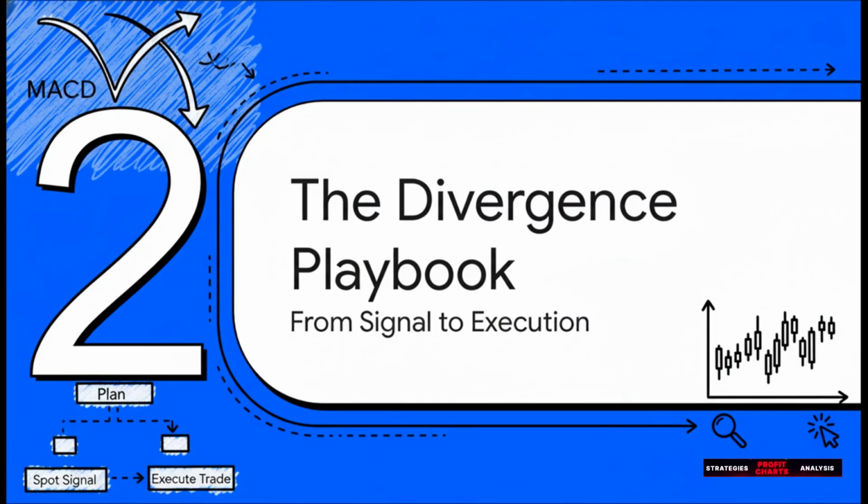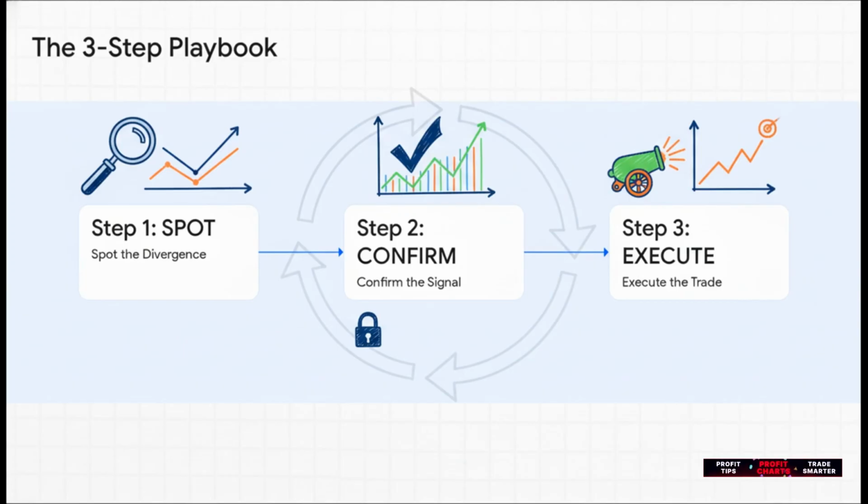Okay, so knowing what divergence is one thing, but how do we actually turn that knowledge into a trade? How do we use it? Well, for that, we need a simple, repeatable playbook that takes us all the way from spotting the signal to actually clicking the buy or sell button. And our playbook is just 3 simple steps.